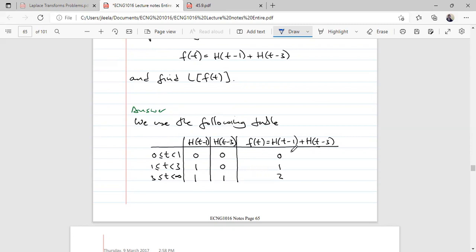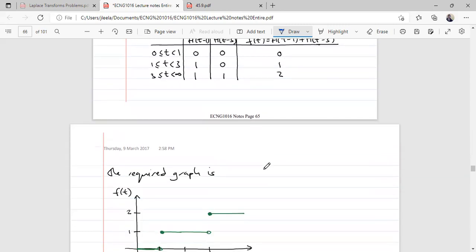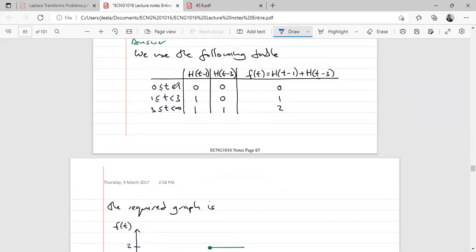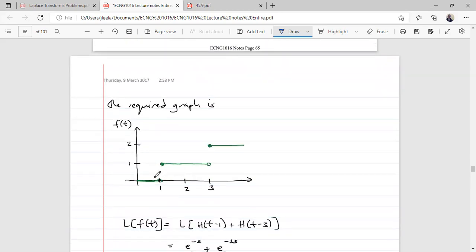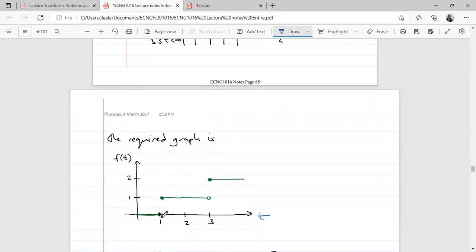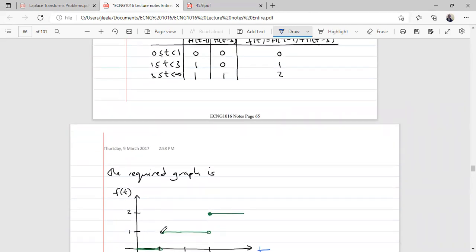Right? So if you add these two functions from the table, 0 plus 0 is 0, 1 plus 0 is 1, and 1 plus 1 is 2, right? So therefore we could graph the function. Between 0 and 1, the function is 0. Look here, your line is on the t-axis, right? And you have an open circle here at 1, and then a closed circle, because between 1 and 3, the function jumps up to 1.